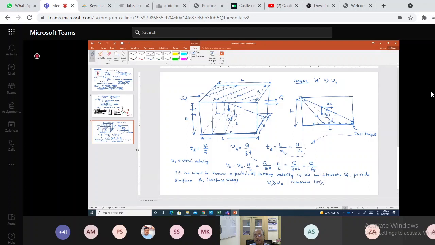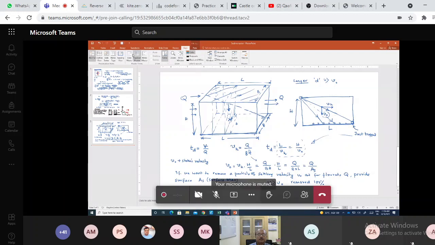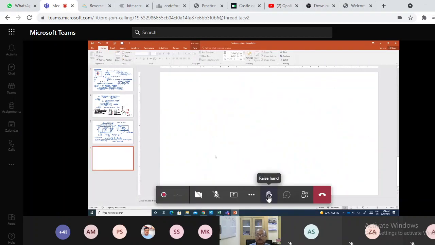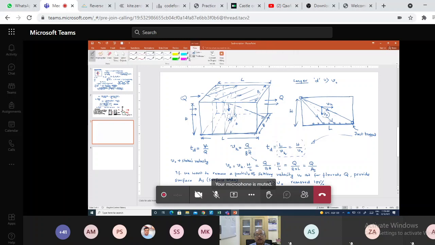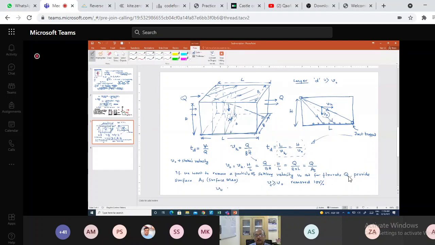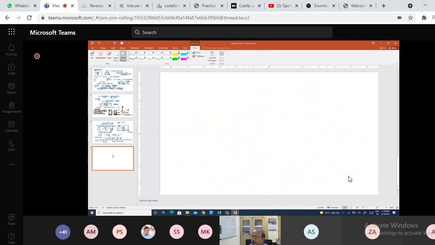All right. So now, what happens when this is not the case? Let us try to see this case here. If your particle velocity Vt is not equal to V0, now what happens? If your Vt is less than V0. Okay. So let us see what happens for this particular case.